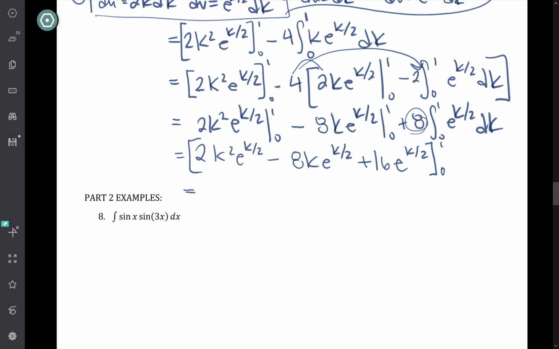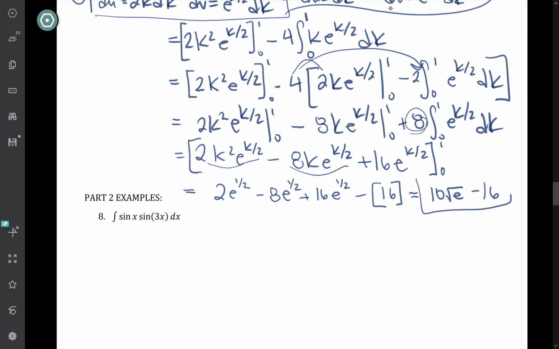When I plug in a 1, I get 2 times 1 times e to the 1/2 minus 8e to the 1/2 plus 16 e to the 1/2. When I plug in 0, I get 0 and 0 and 16 times e to the 0, which is just 16. So when I'm all said and done, I have negative 6. It looks like I have 10 square root e's. Fine if you leave it e to the 1/2 minus 16. And that's my answer.